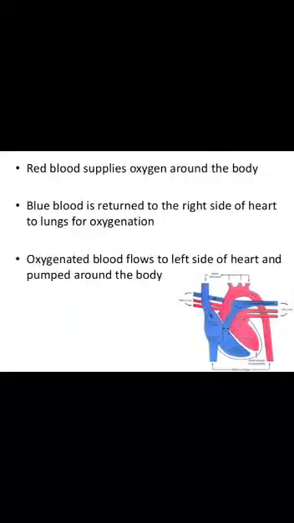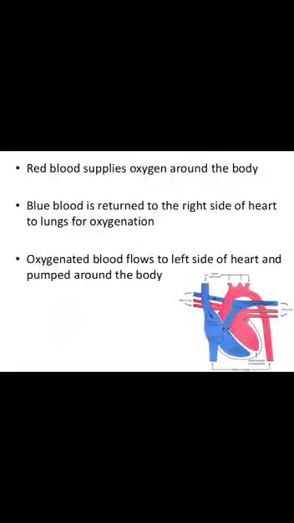Red blood cells supply oxygen around the whole body, and blue, as I can tell from this picture. In this picture, red blood supplies oxygen around the body and the blue blood is returned to the right side of the heart, to the lung for oxygenation. Oxygenated blood flows to the left side of the heart and is pumped around the body. It is the mechanism of the heart.